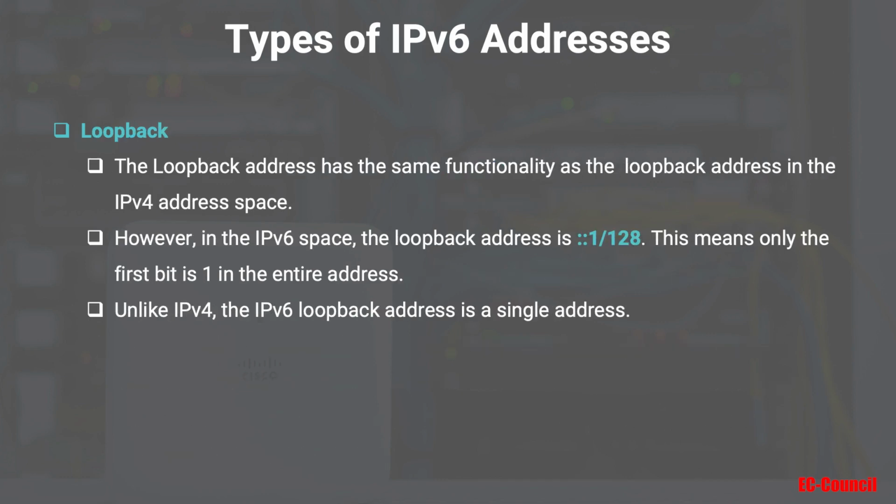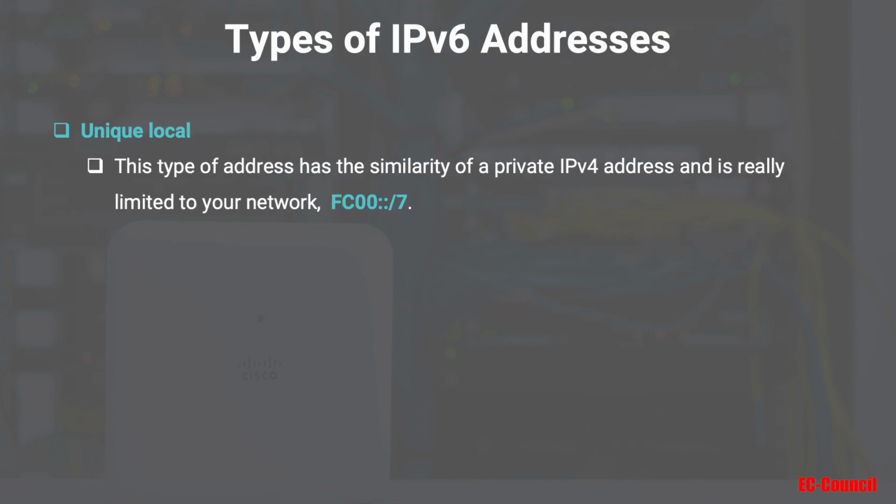The loopback address in IPv6 has the same functionality as a loopback address in the IPv4 address space. However, in the IPv6 space, the loopback address is ::1/128. This means only the last bit is 1 in the entire address. Unlike IPv4, the IPv6 loopback address is actually a single address only. Another type of IPv6 address is the unique local.